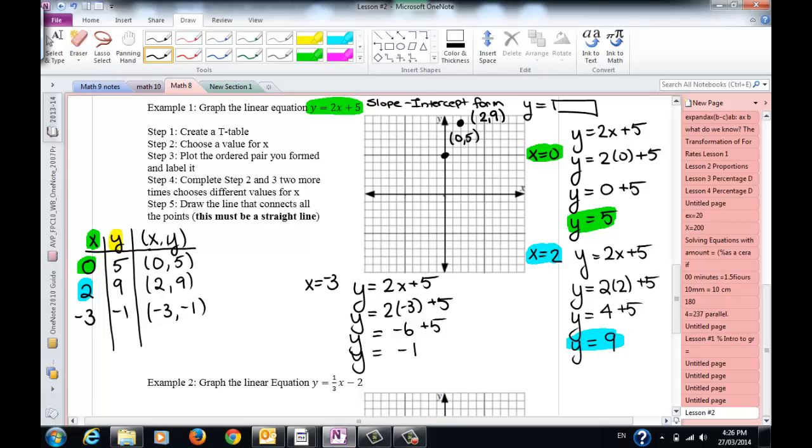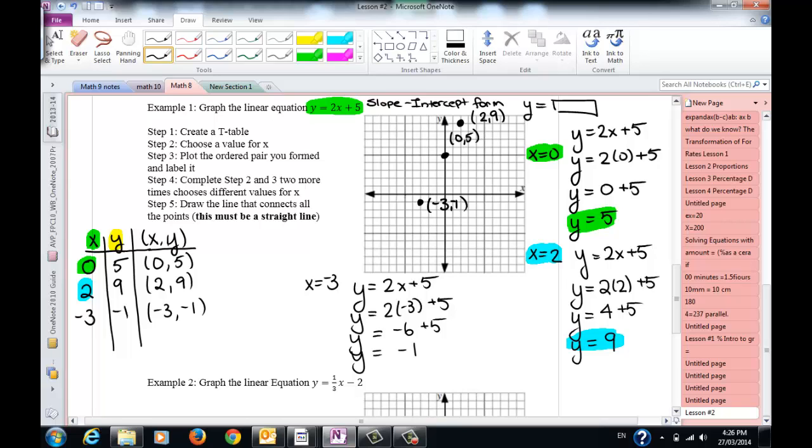And now I'm going to graph that. So I start at my origin. I'm going 1, 2, 3 left because it's a negative. I'm going down 1 because it's negative. And I'm going to label it. Oops, I forgot my negative there.